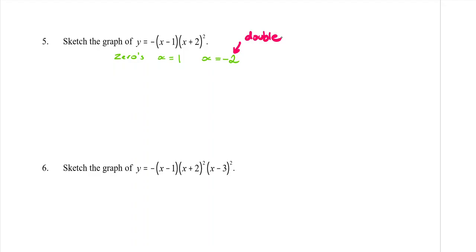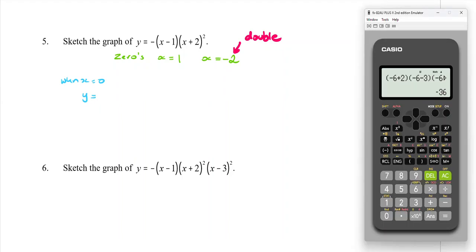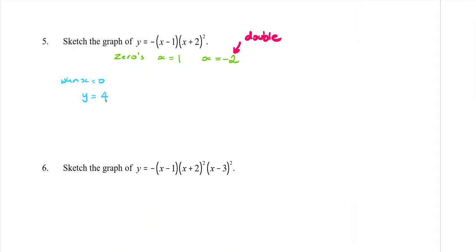If we are doing this without the table, are we brave enough to do that? Okay. If we're doing it without the table, I need to know the y-intercept. Where is that going to be? You're subbing in x equals 0. So when x equals 0, put it in your calculator. Here we go. So we're going to have minus bracket 0 minus 1, bracket 0 plus 2, bracket squared is 4. So there's my y-intercept.